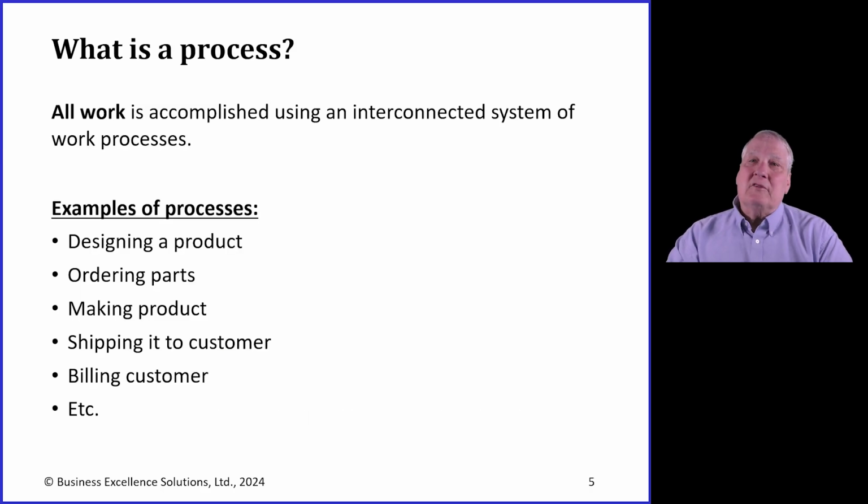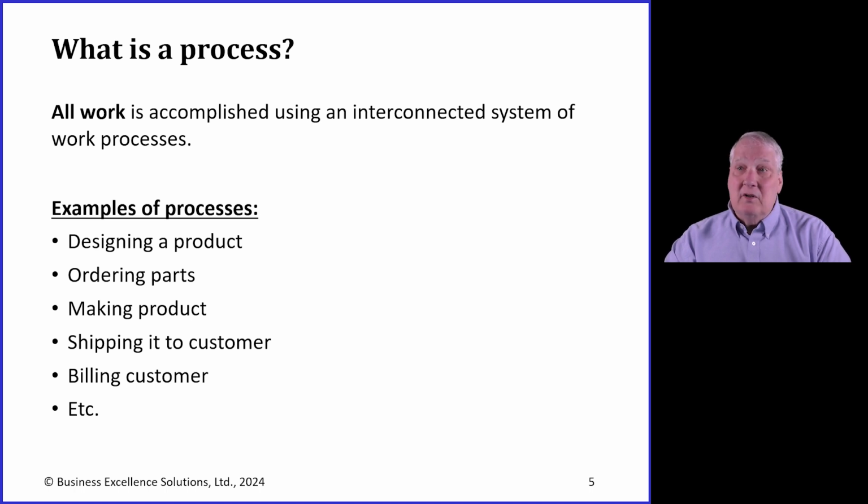So what is a process? Well, basically the fundamental definition is all work is accomplished using an interconnected system of work processes. So some examples of processes might be designing a product or ordering parts or actually making a product in the production environment, shipping it to the customer, billing the customer. All of these are individual types of processes.